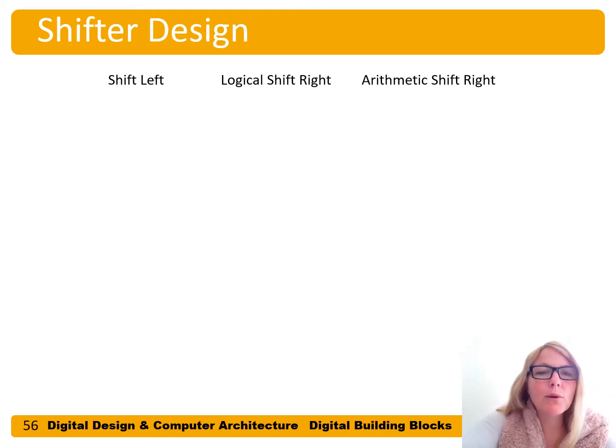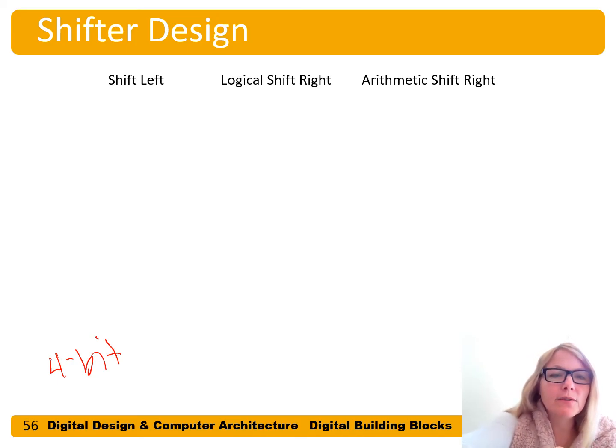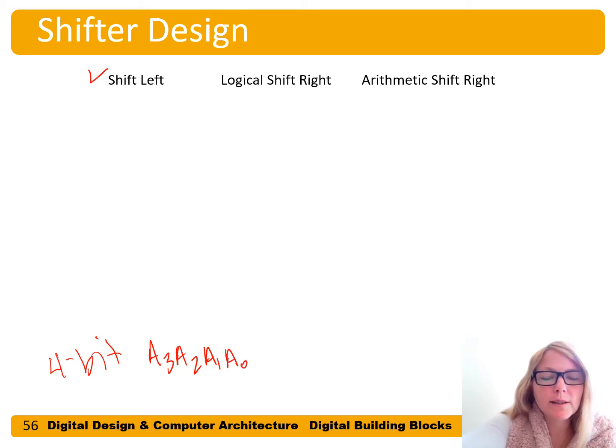So let's talk about how we design these shifters. Let's take an example of a 4-bit shifter. We'll start with a left shifter. Remember that arithmetic and logical left shift is the same, so it's called a left shifter, shift left. Let's start with a 4-bit number. The input is A3, A2, A1, A0, so a 4-bit input, and we'll have a 4-bit output.